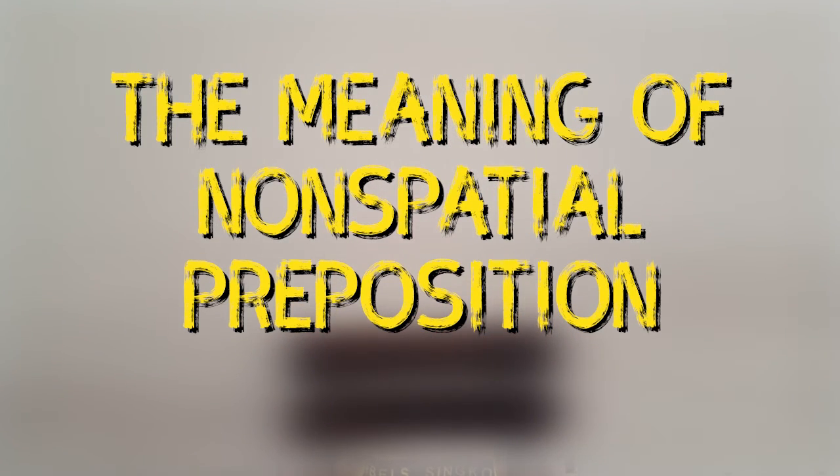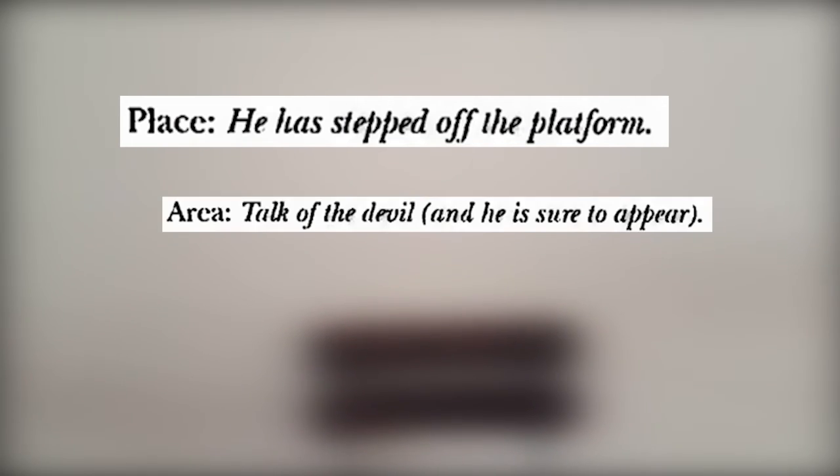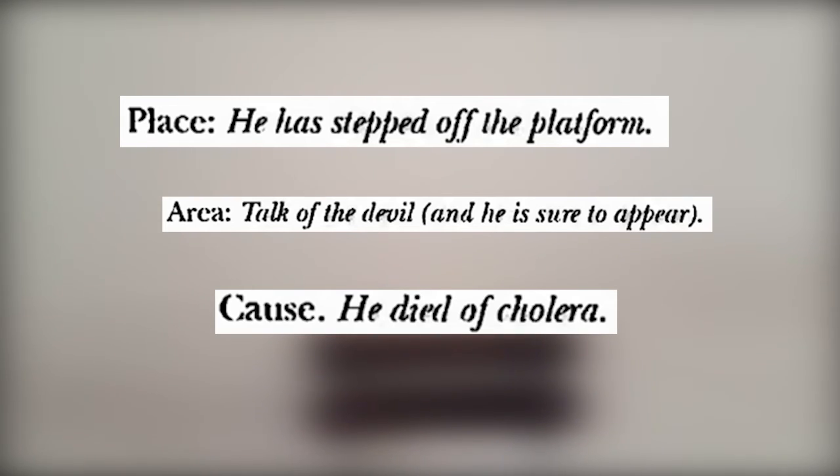So now, let's move on to the meanings of non-spatial prepositions. Two of the most common prepositions are of and off, which do not have an obvious spatial sense as others have. Thompson found out that of has a spatial connection, and the prepositions of and off are different pronunciations of the same word. Place: he has stepped off the platform. Area: talk of the devil. Cause: he died of cholera. Of co-occurs with out and can be extended metaphorically to emotional state.